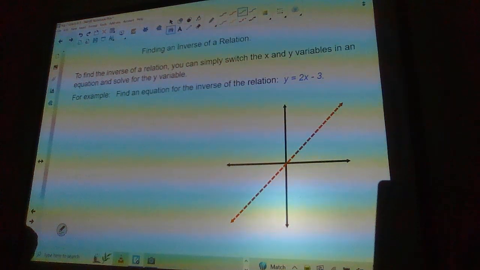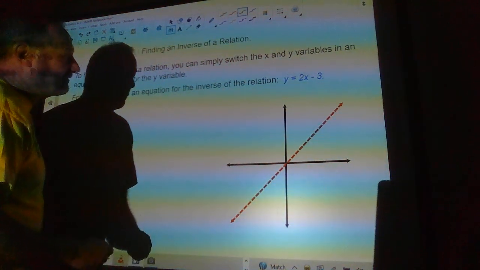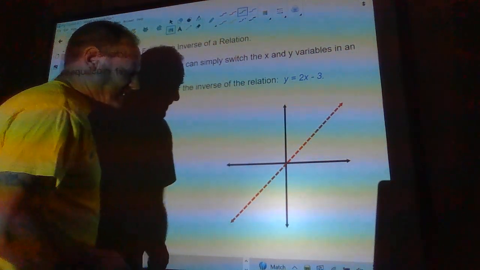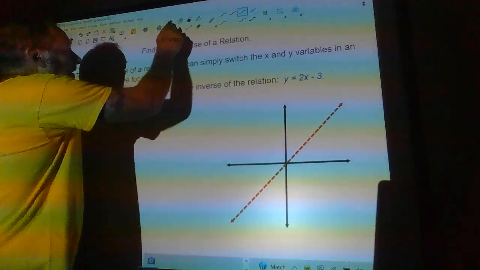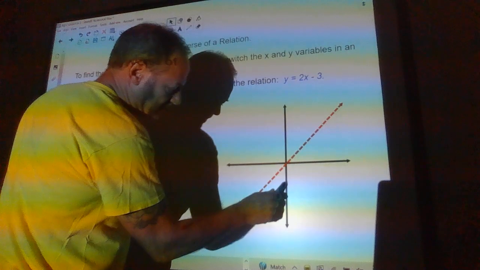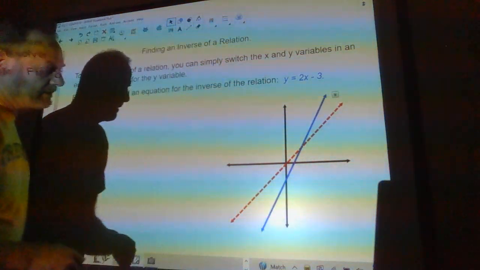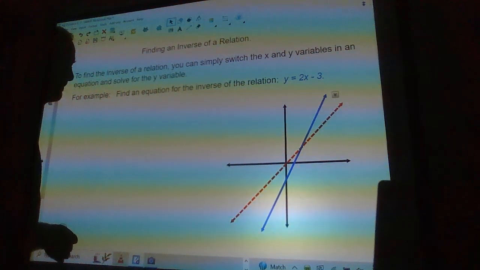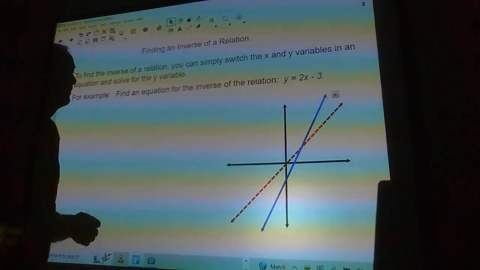Okay, how do you find the inverse of a relation? I've got a relation here, y = 2x - 3. I always like to graph that. So 2x - 3 is right there. It has a y-intercept of -3 and a slope of 2.